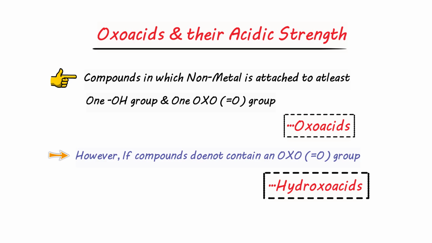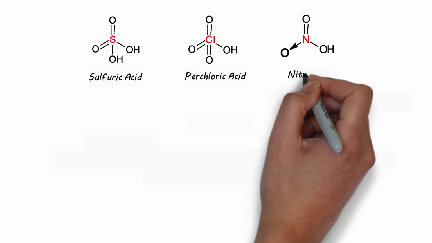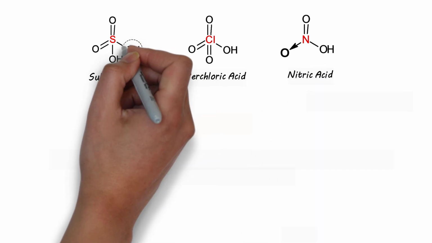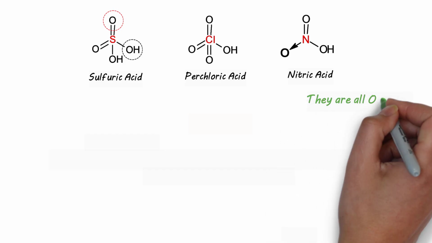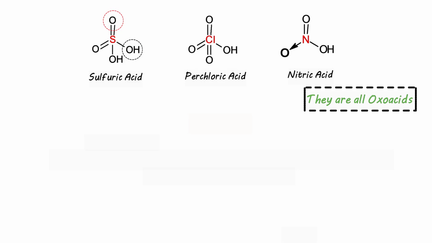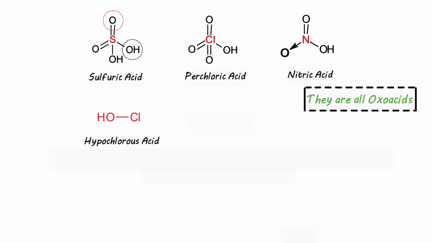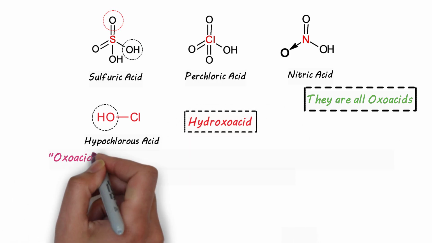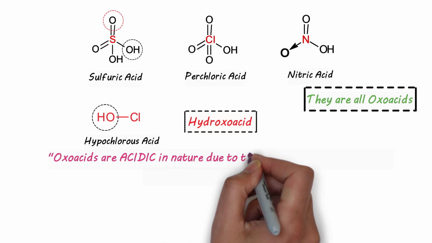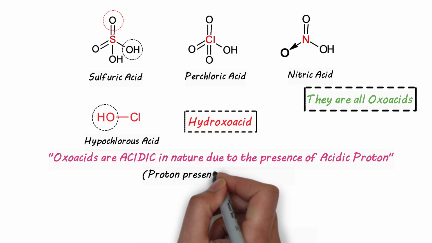For instance, in the case of sulfuric acid, perchloric acid, and nitric acid, all these contain an OH group and an oxo group, so they are all oxoacids. In contrast, hypochlorous acid does not contain an oxo group but only a hydroxo group, so it's called a hydroxoacid. Now, these oxoacids are acidic in nature due to the presence of acidic proton, which is the proton present in the OH group.